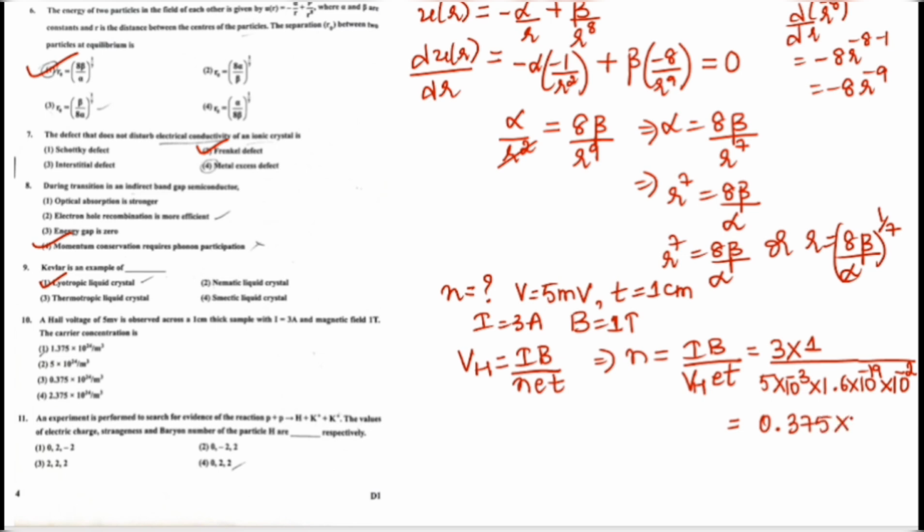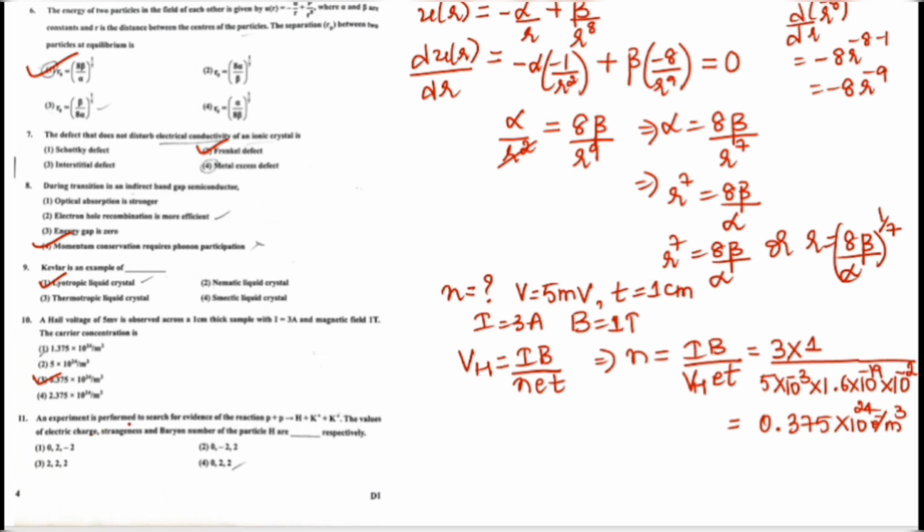0.375 × 10^24 electrons per meter cube, because n is equal to number of electrons divided by volume, so its unit will be electrons per meter cube. So what is the answer? Option C is the right answer for the 10th question. Yes. Let us move to the 11th question.